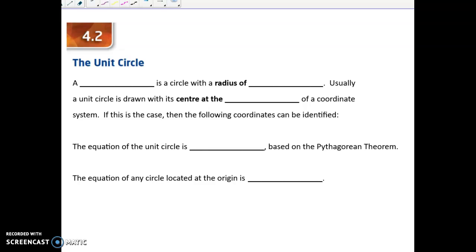Alright, so we're going to start with some notes for section 4.2. Please write this down. We have a unit circle. A unit circle is a circle with a radius of 1 unit. So the radius is 1 in a unit circle. It is drawn with its center at the origin of a coordinate system. If this is the case, then the following coordinates can be identified. So you should have a little diagram there on yours.